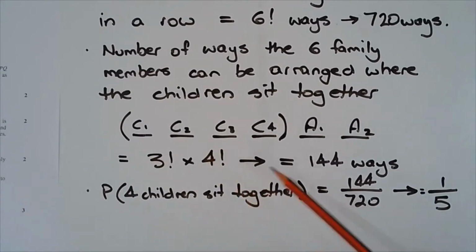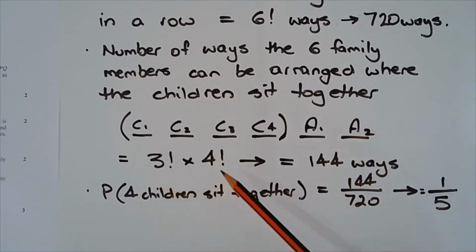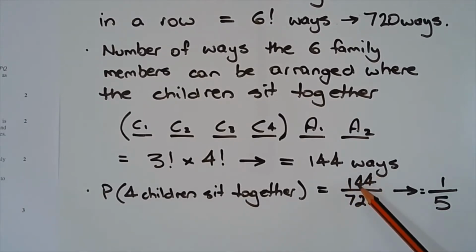So the total number of arrangements, taking into account the restriction, is 3 factorial multiplied by 4 factorial, which equals 144 ways. So the probability that the 4 children sit together is equal to 144 divided by the total number of ways that the 6 family members can be arranged, which is 720, and that simplifies to 1/5.